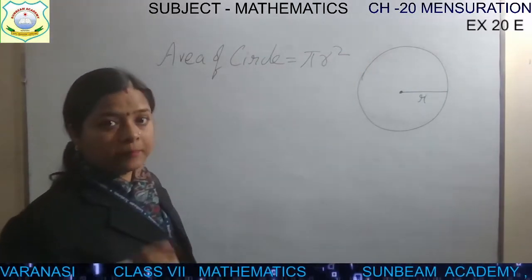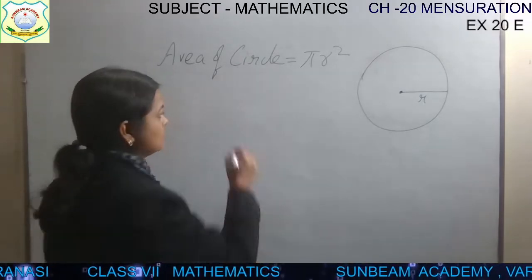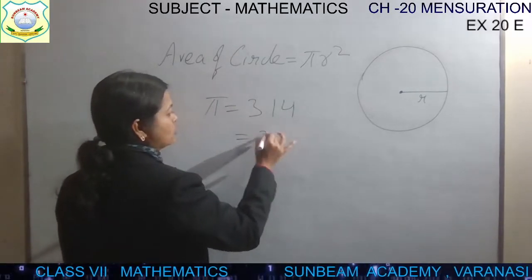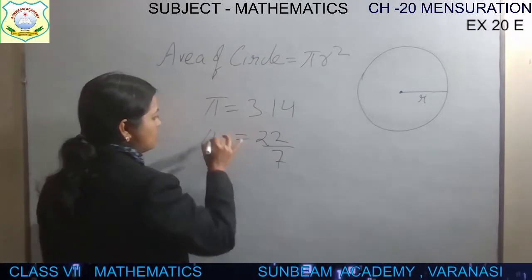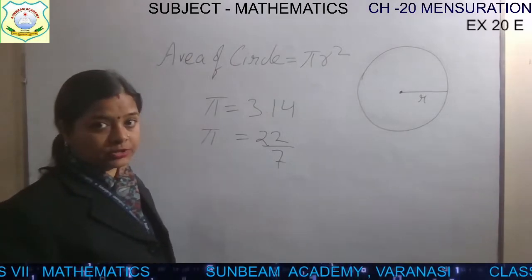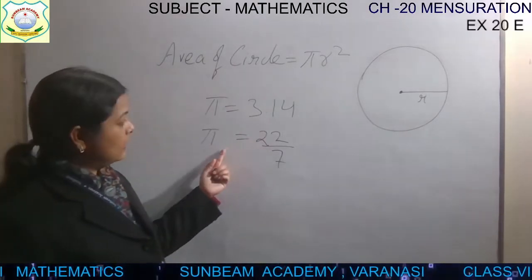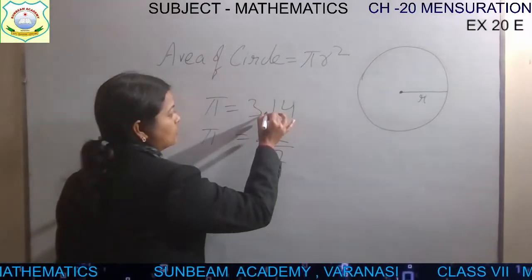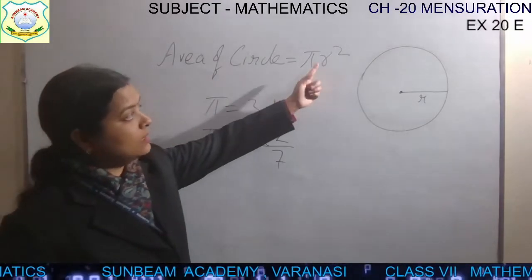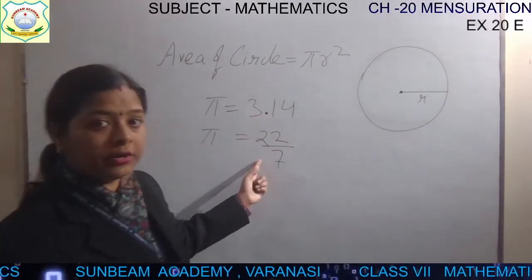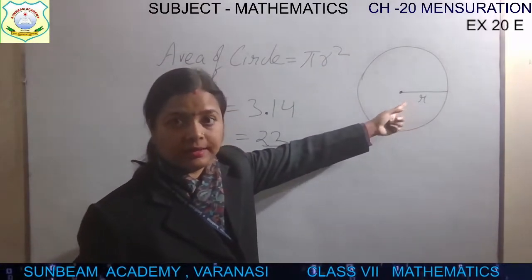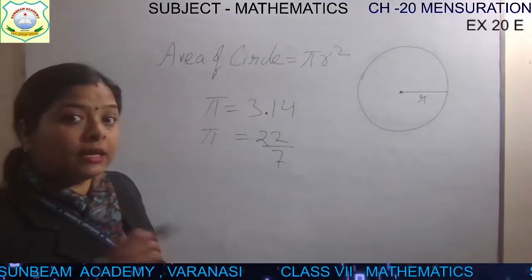where the value of pi is either 3.14 or 22 by 7. Actually it's not a rational number, but we take it in this form so that we can do the calculation. According to the question we will use it. So area of circle is pi, whose value you can put as 3.14 or 22 by 7, after that r square. What is r, children? r is the radius of the circle. In this way we can find the area of a circle.